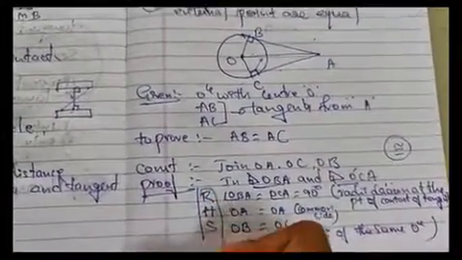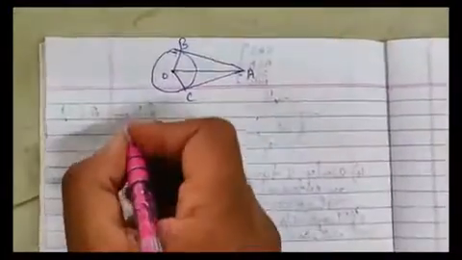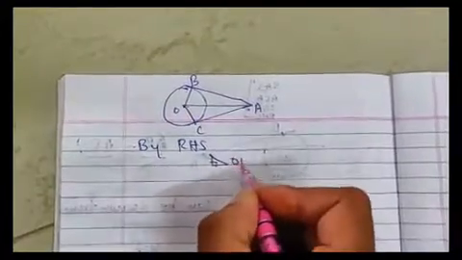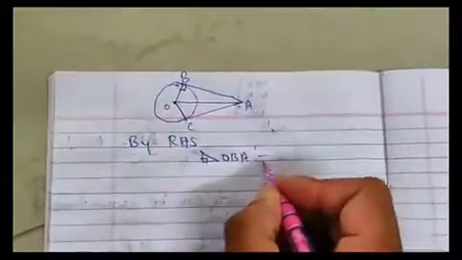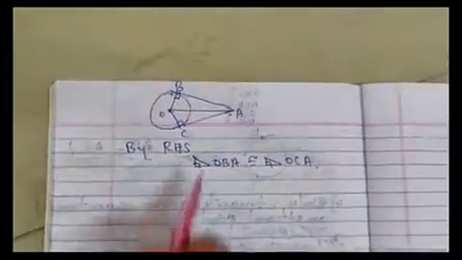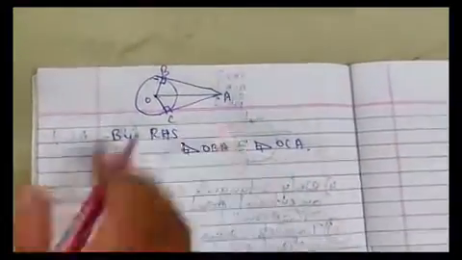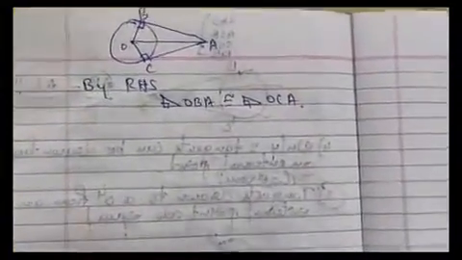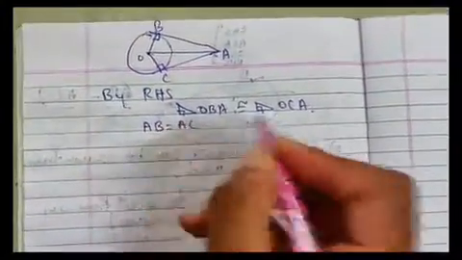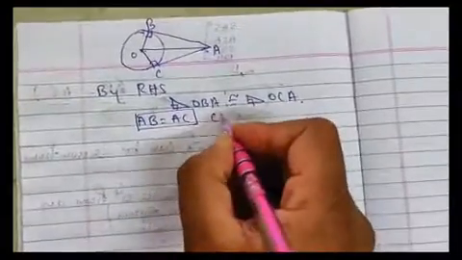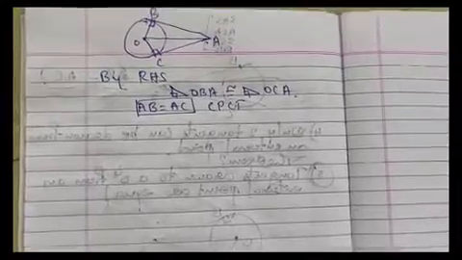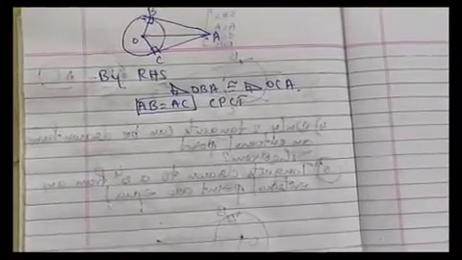So by RHS postulate, right angle triangle OBA is congruent to right angle triangle OCA. When they are congruent to each other, when they overlap, they will be placed exactly on each other. Therefore, AB will be equal to AC. This is what we call CPCT, the corresponding parts of congruent triangles. This proves the theorem. Thank you.